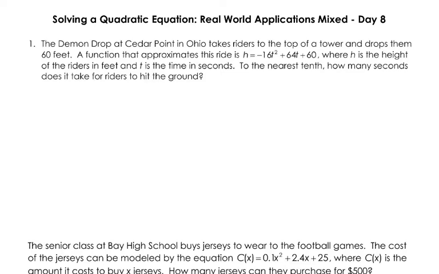On the second read, I will underline. The Demon Drop at Cedar Point in Ohio takes riders to the top of a tower and drops them 60 feet. A function that approximates this ride is h equals negative 16t squared plus 64t plus 60, where h is the height of the ride in feet and t is the time in seconds. I'm going to change my color because now I'm talking about the question. To the nearest tenth, how many seconds does it take for the ride to hit the ground?